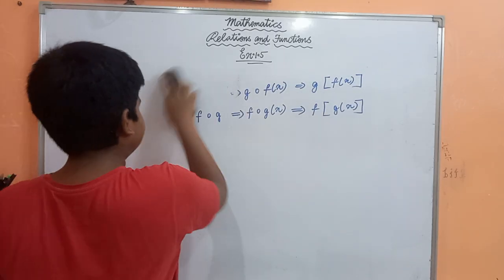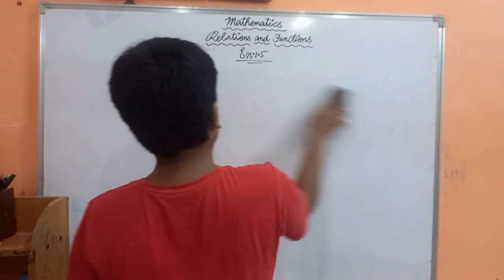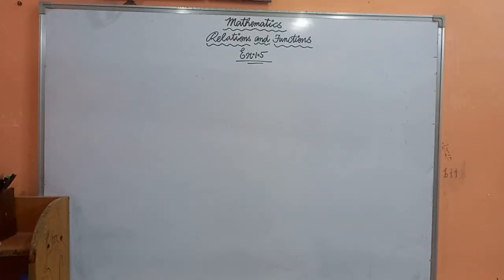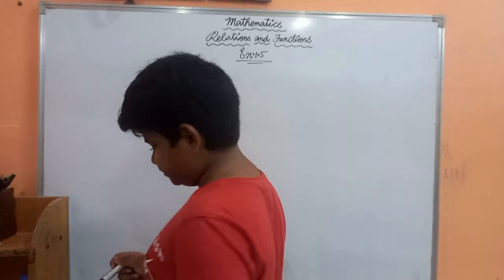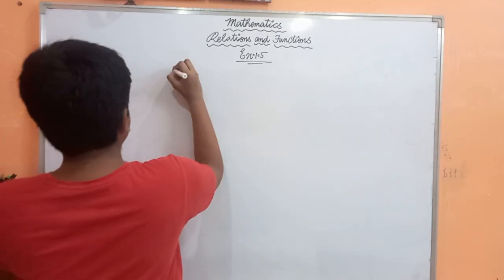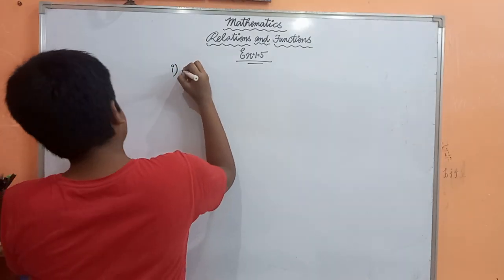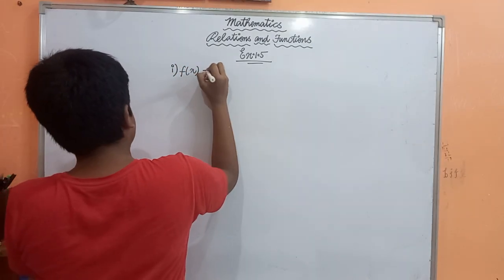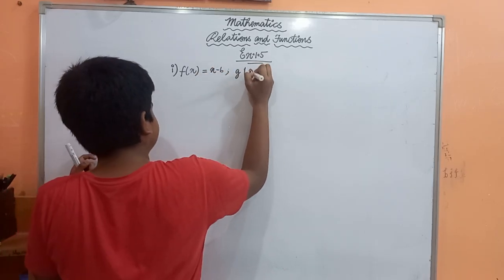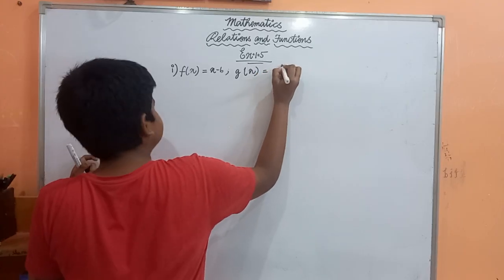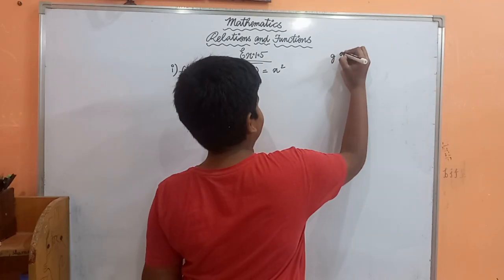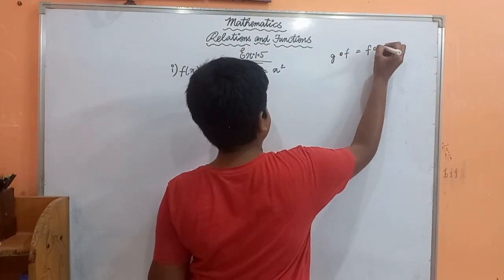So now let's go for the first sum. So guys, you gotta understand this because it can get really tricky. So the first question is that f of x is equal to x minus 6 and g of x is equal to x squared. So they're asking us to find whether g dot f is equal to f dot g.